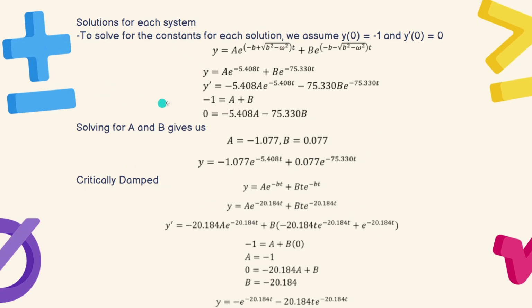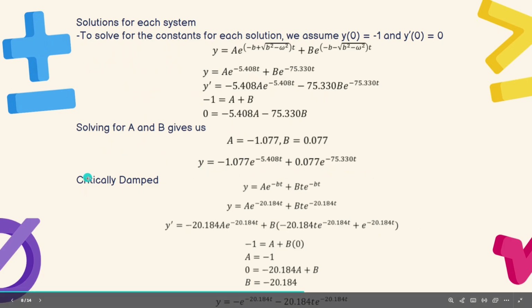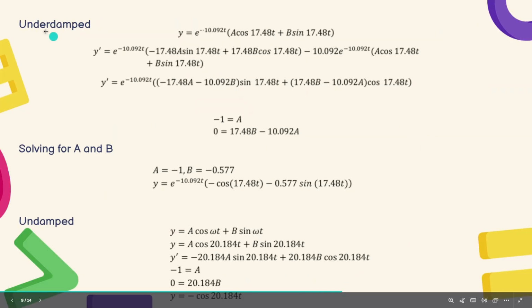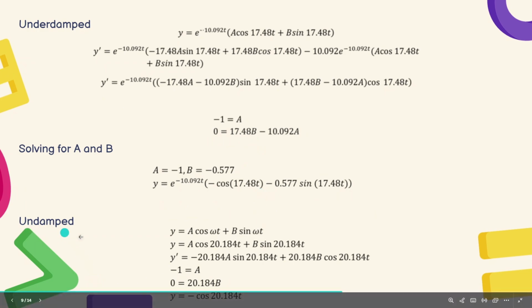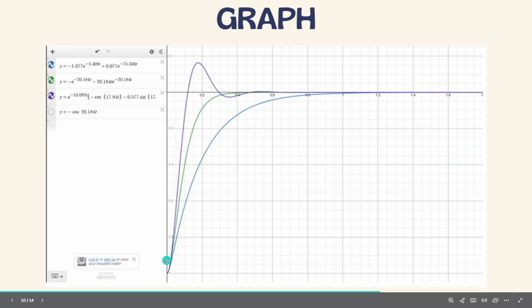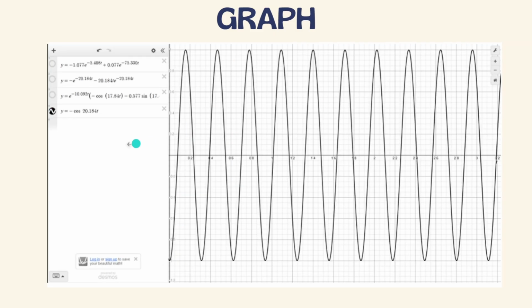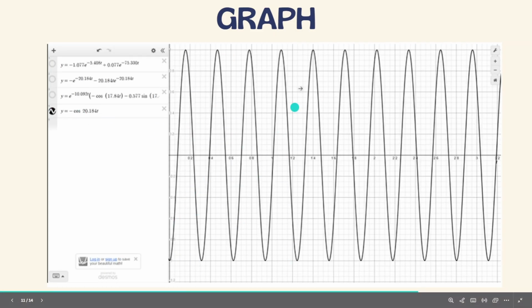So for an overdamped system, this will be its solution. The critically damped solution, this will be our system. For an underdamped system, this is our solution. And for an undamped system, this will be our solution. So here it is plotted in a graph using Desmos. This is the undamped solution, which will just keep oscillating forever.